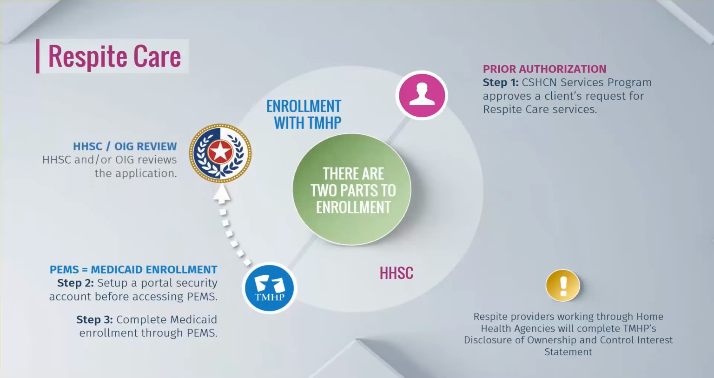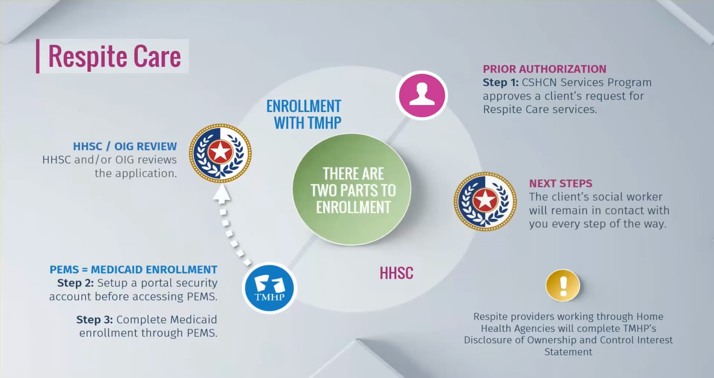Once you've submitted your application, HHSC and/or OIG will review it. From this point on, the client's social worker will remain in contact with you every step of the way. In summary, contract applicants and contractors will use PEAMS to enroll in or revalidate as a Texas Medicaid provider to obtain or retain a contract with HHSC. You will still need to go through the HHSC process to contract with a specific service separately.